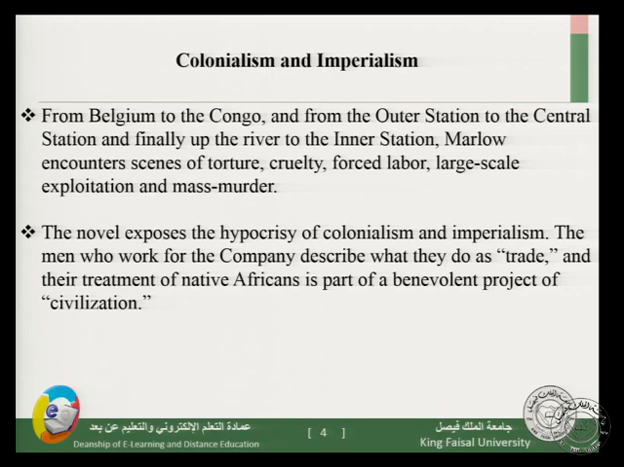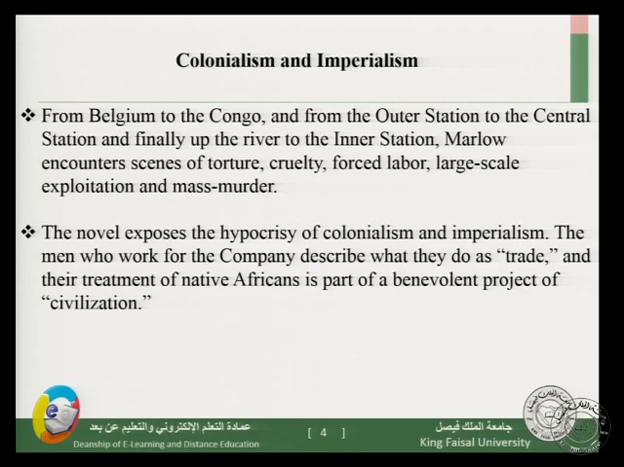Throughout his journey, Marlowe encounters scenes of torture, of cruelty, of forced labor for the Africans, of large-scale exploitation, and also mass murder. So the idea of colonization being a humanitarian effort is completely shattered in Marlowe's voyage. And in fact, this is one of the reasons for the title of the book, Heart of Darkness.